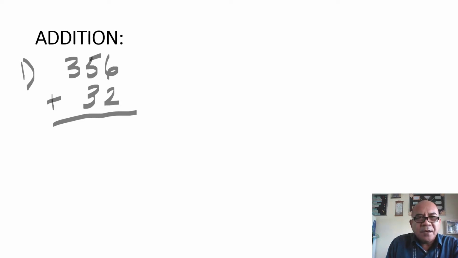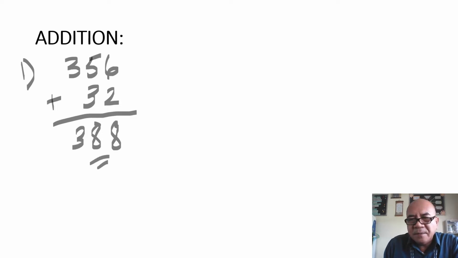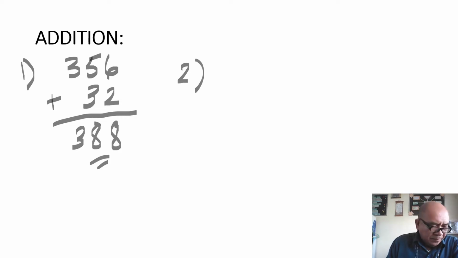So, naka-column sila. So, we'll start adding 6 plus 2, it's 8. 5 plus 3 is 8 and bring down 3. So our answer is 388. Okay. Number 2, example.